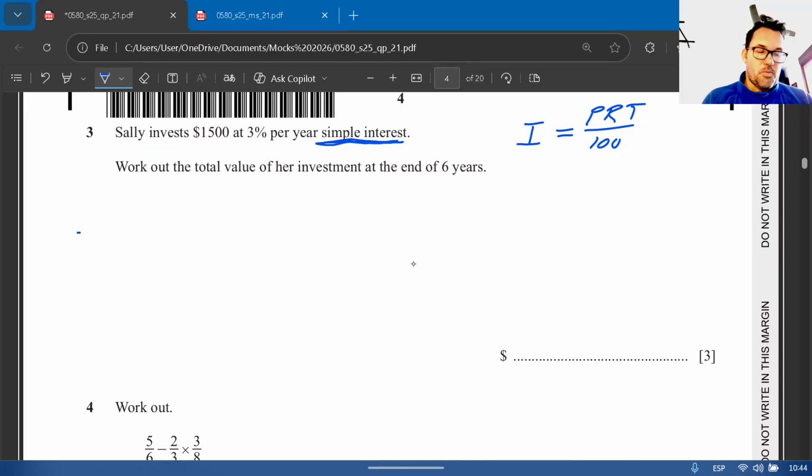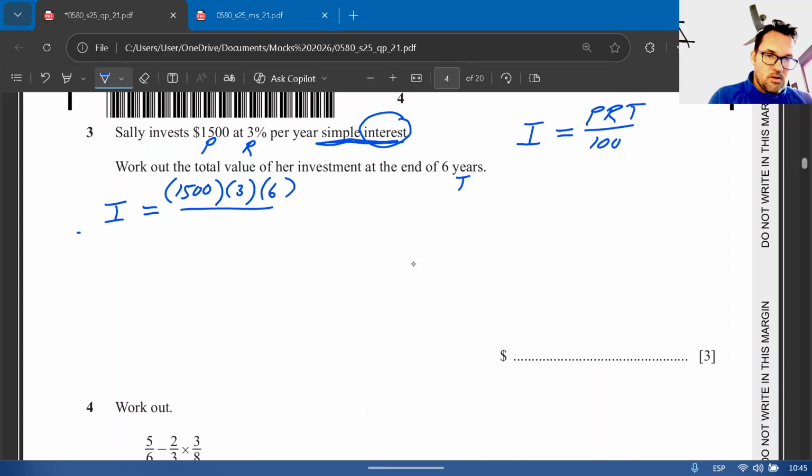So P stands for principal. That is the money that Sally invests at the beginning. R is rate, so R is the percentage. T is time. So to find the interest, this is the extra money the bank will give Sally, we need to do P, which is 1,500, rate, which is 3, and time, which is 6, divided by 100.